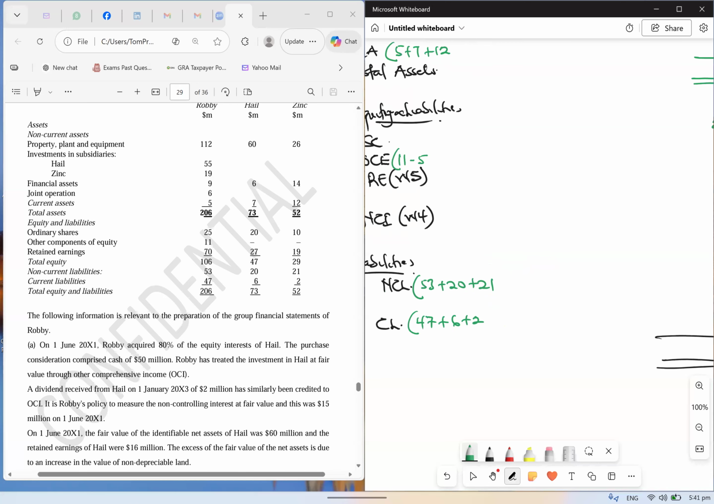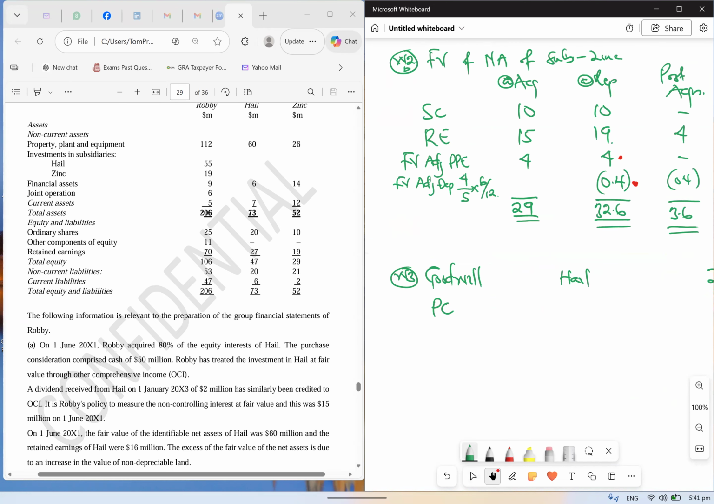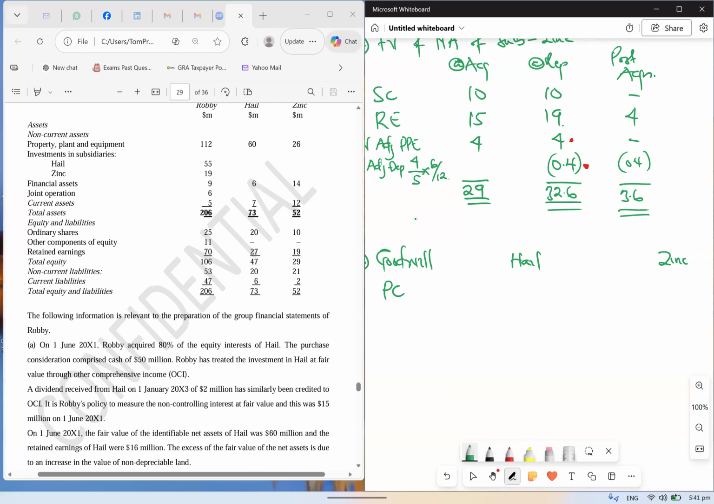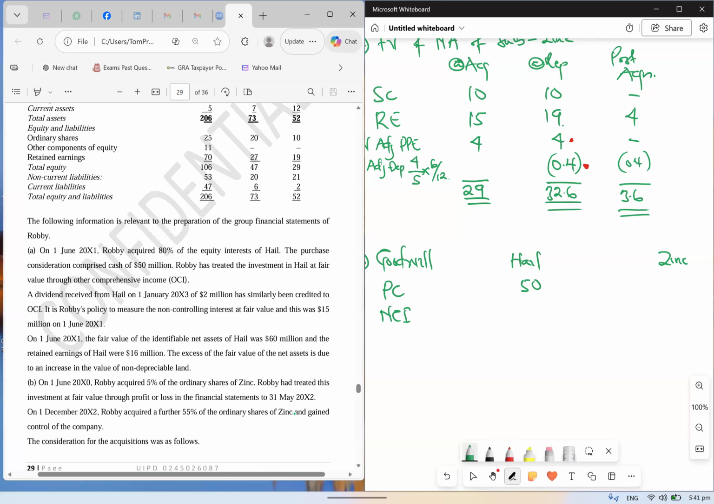Yeah, we've done it. We've taken it out here. So the double entry for that one is sorted. So the remaining 50 is a purchase consideration for this guy, 50. Take note of that. Then NCI. The NCI too was given. We bought it when, how much was the NCI? Non-controlling interest, 15. So you have that.